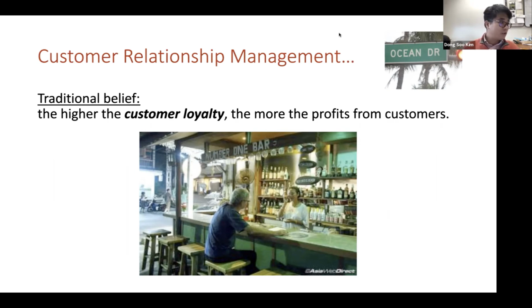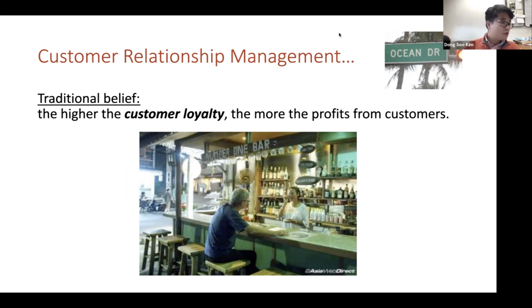Let's see this picture. It is a bar on a beach. The street name is Ocean Drive. There is a lady who looks like the owner of this bar, and she is talking with their customer. We don't know what they are actually talking about, but they may talk about their daily life. This talking may be very important for this lady because it is an effective method to interact with the customer.